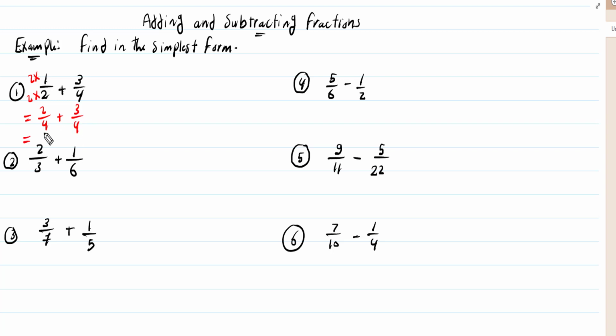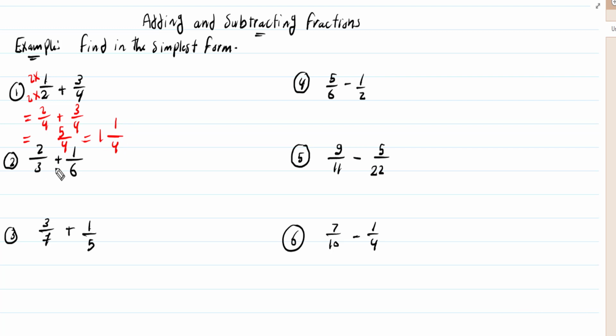2 over 4 plus 3 over 4, keep the same denominator, which is 4, and 2 plus 3 will be 5. 5 over 4 is an improper fraction. We can write it as a mixed number. 5 divided by 4 will be 1, and 1 times 4 is 4. The remainder will be 1 over 4. So we can write the fraction 5 over 4 as 1 and 1 over 4.